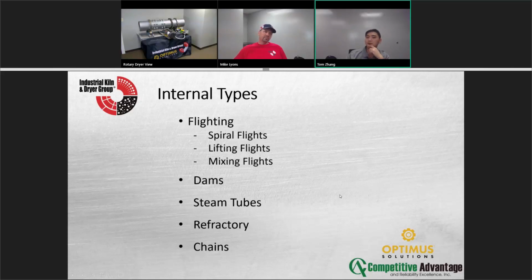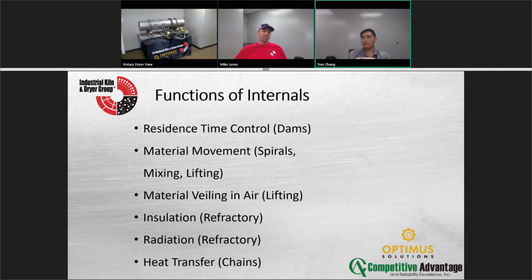So these are some of the interesting pieces that we can talk about. Internals, the main functions of them are multitudes of functions. Residence time control: if you have stuff going in and you want to slow it down or you want it to be at a certain section, this is where dams are useful. If you have material movement, you need spirals to move it, axially conveying it towards the discharge.